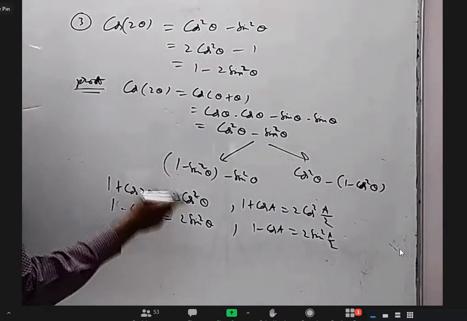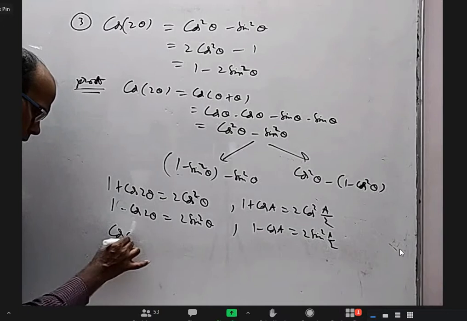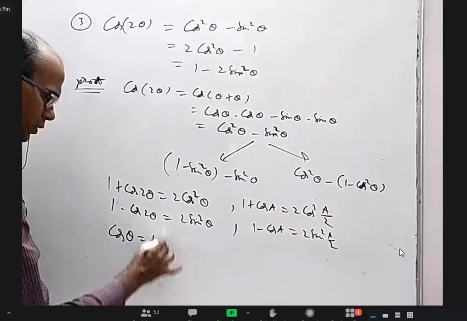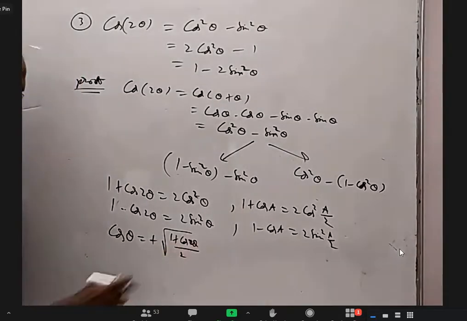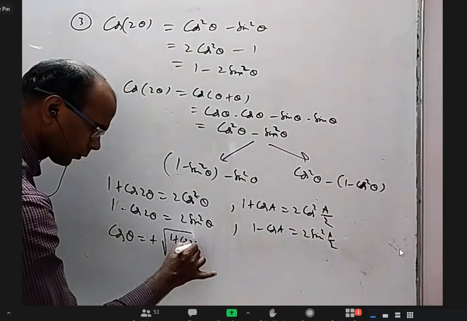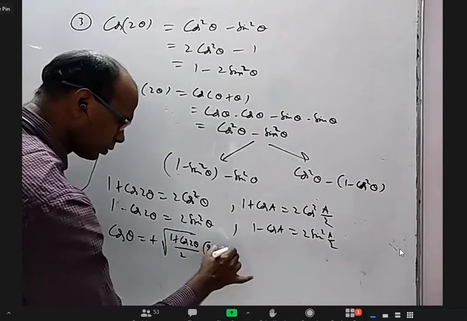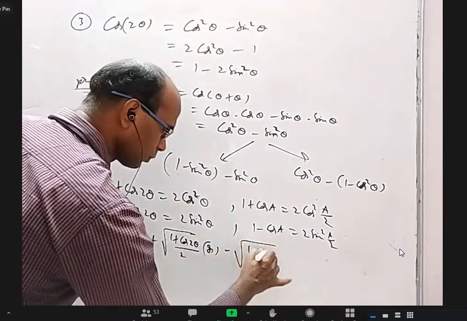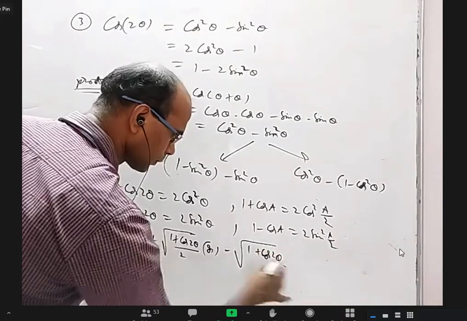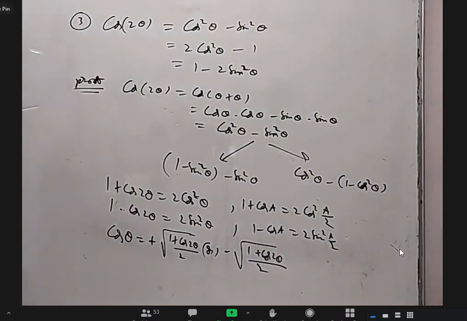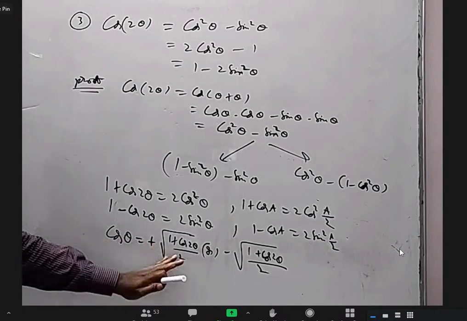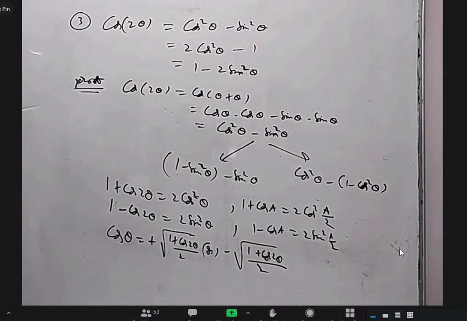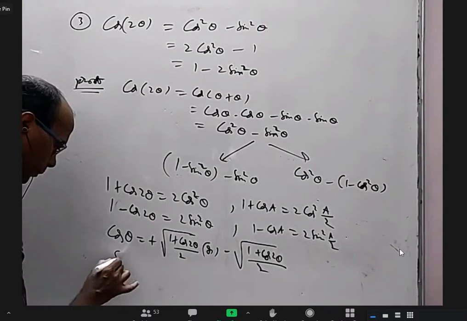And I can divide with 2 and apply square root. Cos theta is equal to plus square root of (1 plus cos 2 theta) by 2, or minus square root of (1 plus cos 2 theta) by 2. Even though this and this are the same, it's good to know. I did not write plus or minus purposely; it's not both. Sometimes it is this, sometimes it is this, depending upon quadrants.